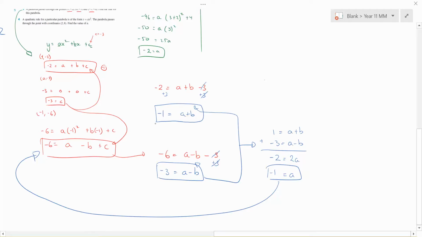-1. Did I copy something wrong? I think I might have copied something wrong. -2 plus 3 is 1. Whoops. This is meant to be 1. So my elimination method is okay.